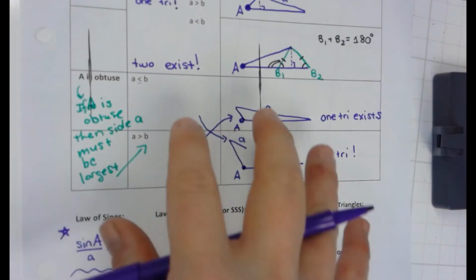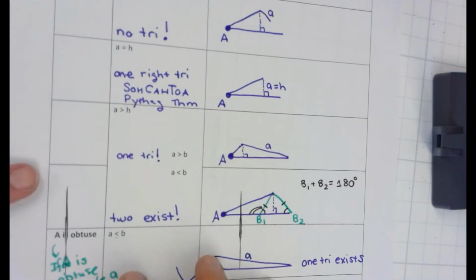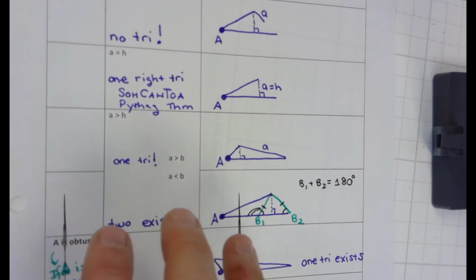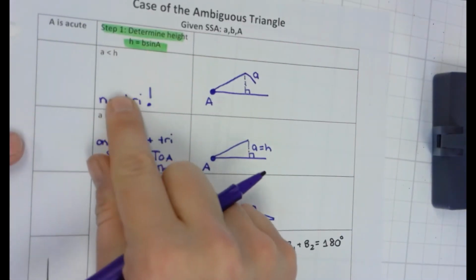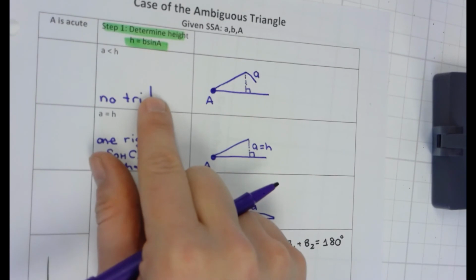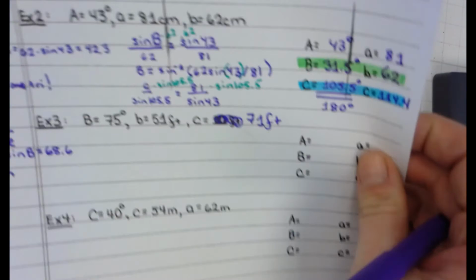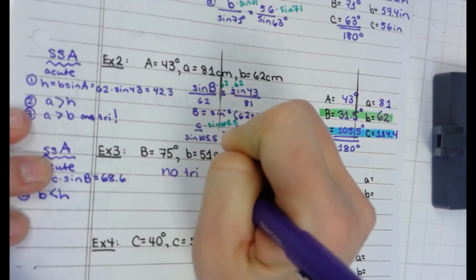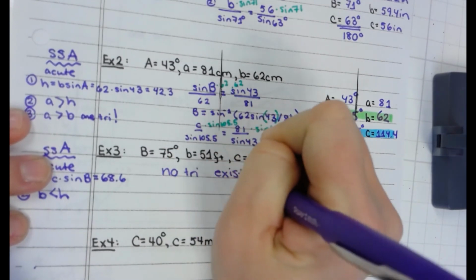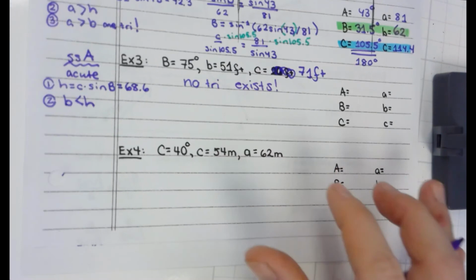Doesn't matter that I had listed B. You just said B is less than the height. No triangle should exist. Does not exist. Should we even do this problem? No. No triangle exists. Moving on, number 4.